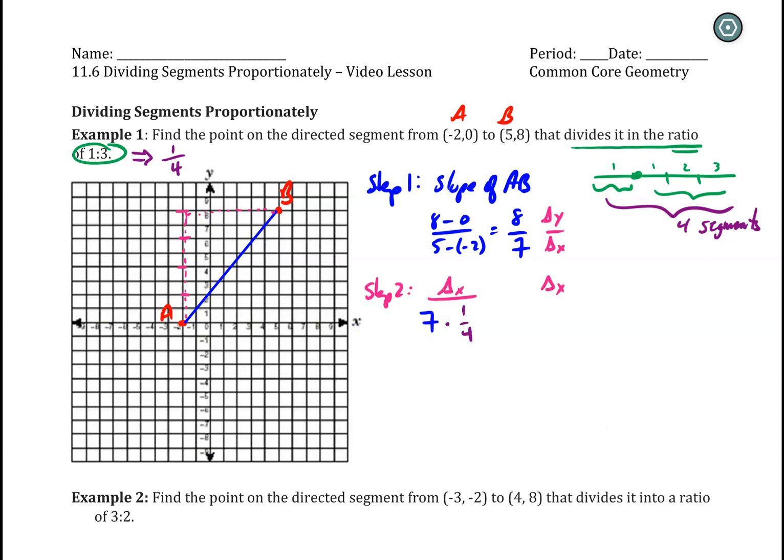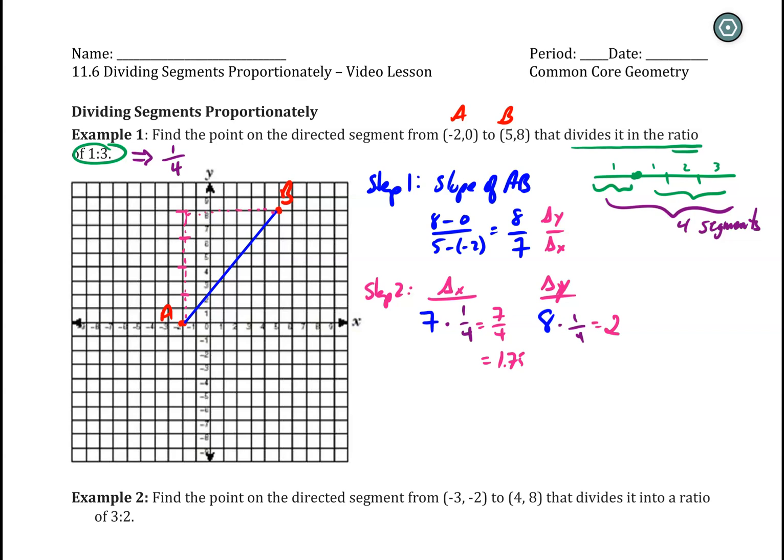I'm going to do the same thing for my delta x here. I'm sorry, delta y's here. So I'm looking for, in this case, that was 8, right? And I want to multiply that by 1/4 also to find out what my change is going to be. So when I multiply that, I get 7/4, which in that case is 1.75. And I want to find out what 1/4 of 8 is. That's just going to be 2.